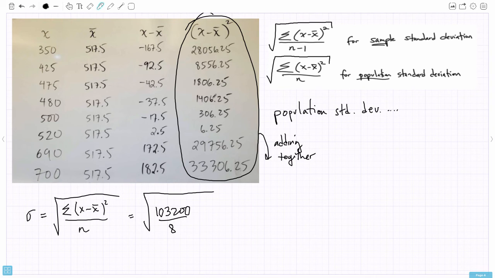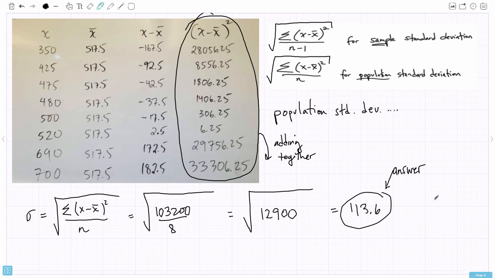And now I'm going to divide by the number of values, 8. 1, 2, 3, 4, 5, 6, 7, 8. So now it's a square root of 103,200 divided by 8, which is 12,900, and the square root of 12,900 is about 113.6. So this is the answer for the population standard deviation.